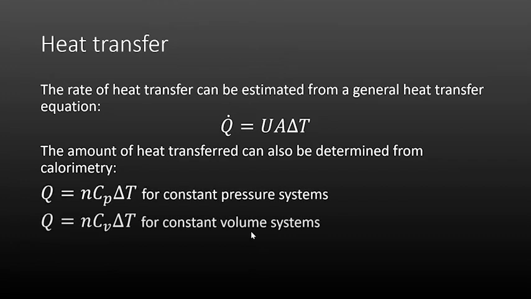These are commonly used in calorimetry. We have Q is equal to n Cp delta T for constant pressure systems, and Q is equal to n Cv delta T for constant volume systems. For the amount of work performed, we will discuss here the two major types encountered: expansion work and shaft work. The other types of work will be explained as we encounter them in other lessons.